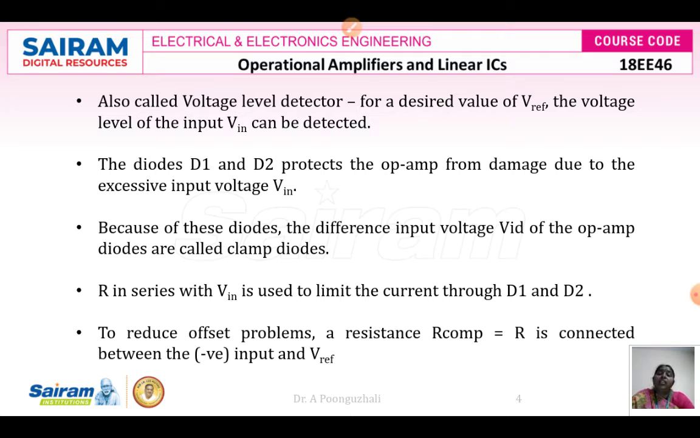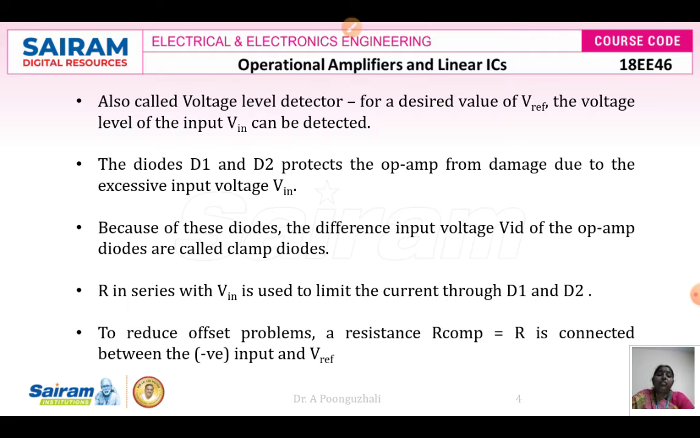So as I said, the diodes D1 and D2 are going to protect your operational amplifier from damage due to excessive input voltage. If the input voltage is more, one of the diodes will be conducting, and when one of the diodes conducts, the differential voltage is going to be clamped to 0.7 volts. So they are called clamp diodes.